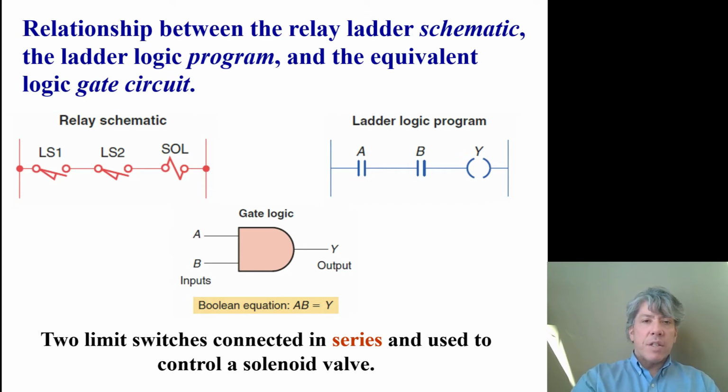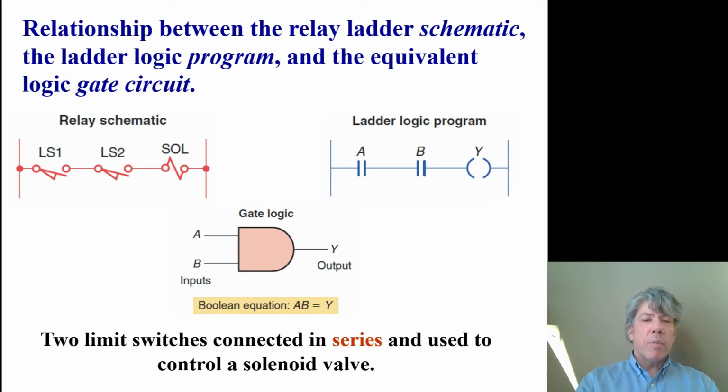So the relay schematic would be limit switch 1 and limit switch 2 have to both be on to turn on the solenoid. The ladder logic program would be input A, which is connected to limit switch 1, and input B, which is connected to limit switch 2, are ANDed together in the ladder logic program such that the output Y, which would be connected to the solenoid, comes on. We can make this same expression with gates, where we have input A and input B going into an AND gate where both of them have to be on for the output to be on.